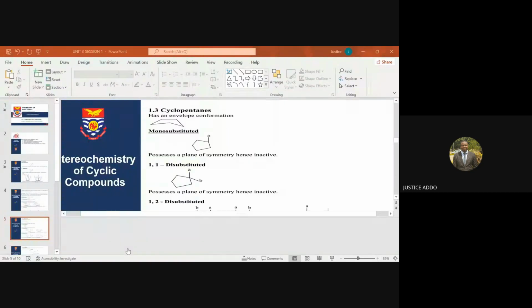Okay. If there's no plane of symmetry, then it means that the molecule is optically active. And if you make that statement, what does it imply? It also implies that the molecule exists in two different forms. That is the compound and its mirror image. Then you draw the two forms. I hope that's clear.